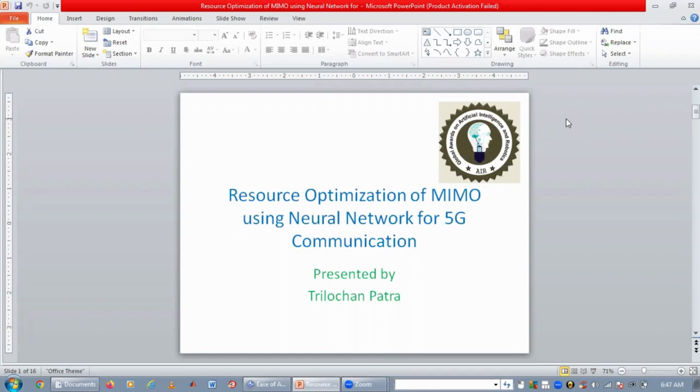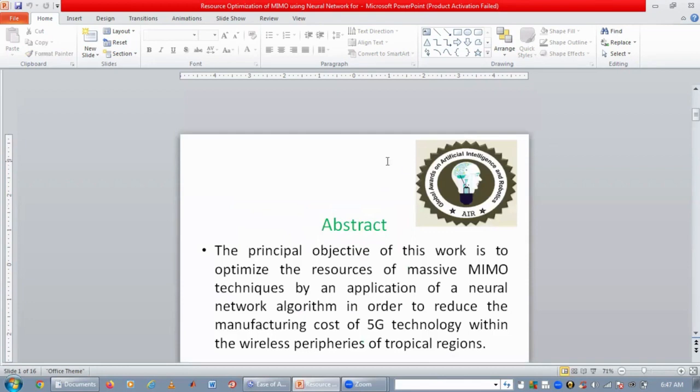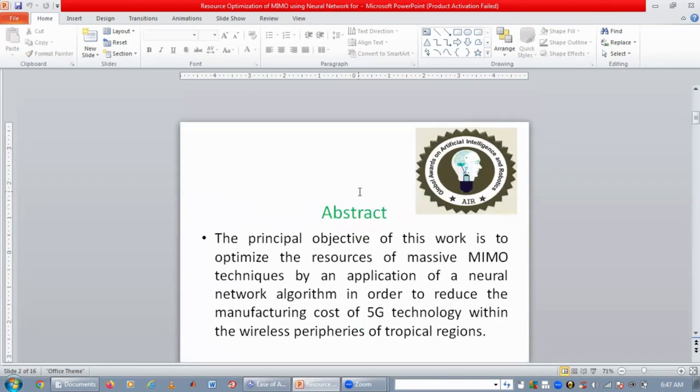For my paper Resource Optimization of MIMO using Neural Network for 5G Communication. Abstract. The principal objective of this work is to optimize the resources of massive MIMO technique by an application of a neural network algorithm in order to reduce the manufacturing cost of 5G technology within the wireless peripheries of tropical regions.